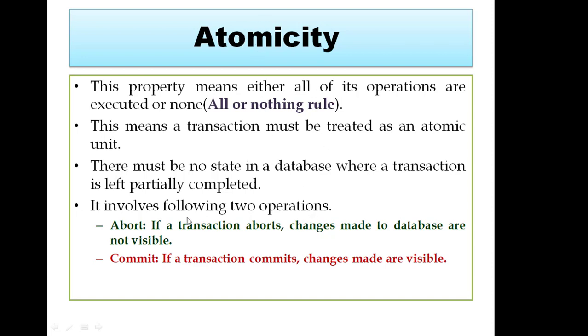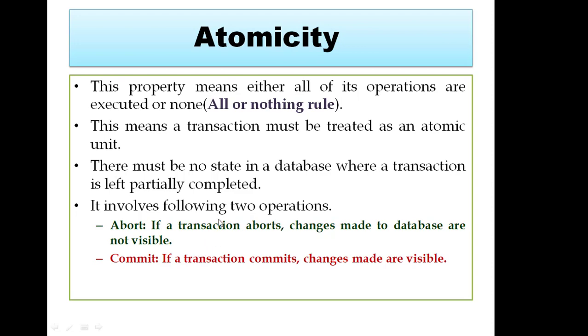This property involves two operations, either abort or commit. Abort means if a transaction aborts, changes made to the database are not visible. No changes will be visible if abort is performed. Commit means if a transaction commits, then changes will be visible. So they're just opposite to each other, abort and commit.